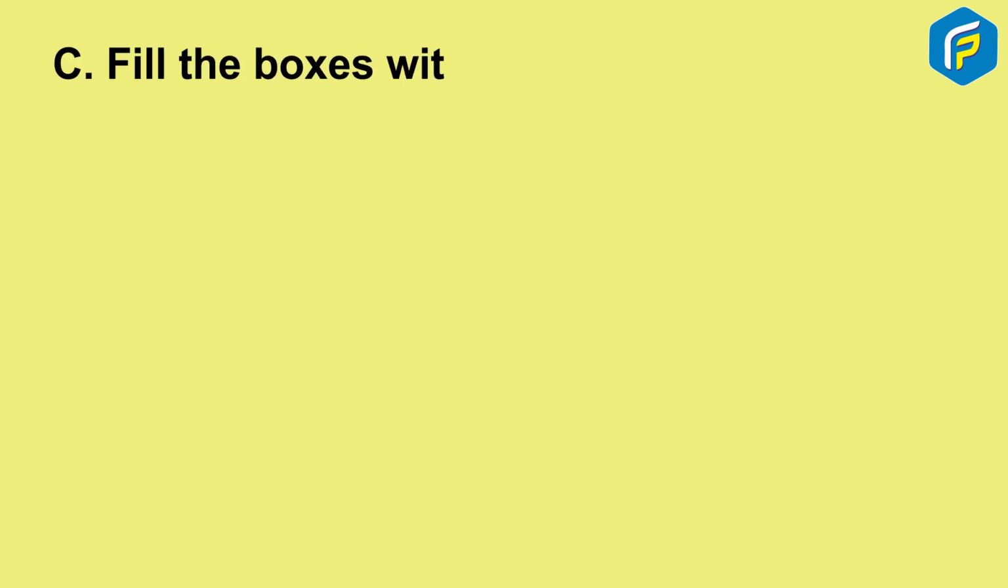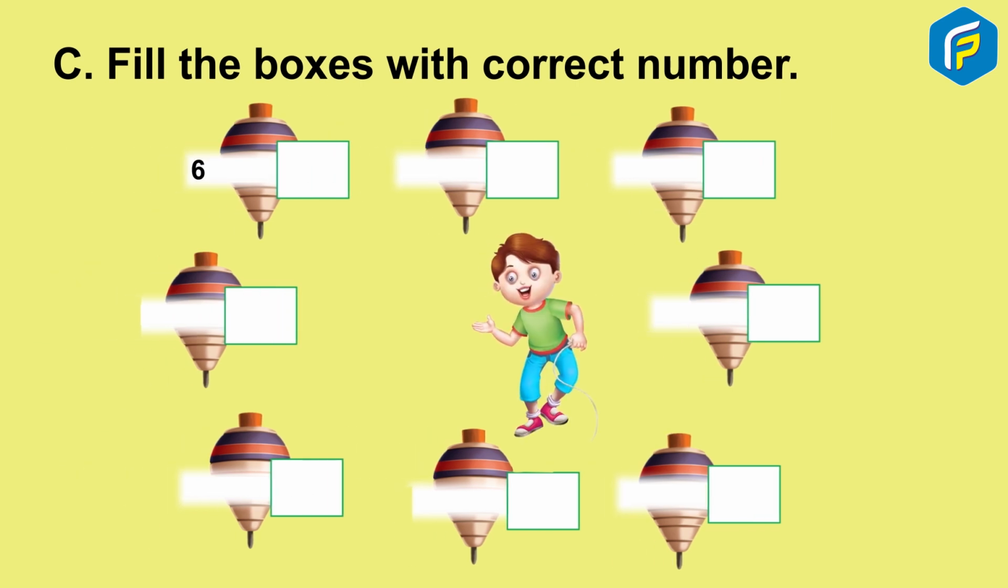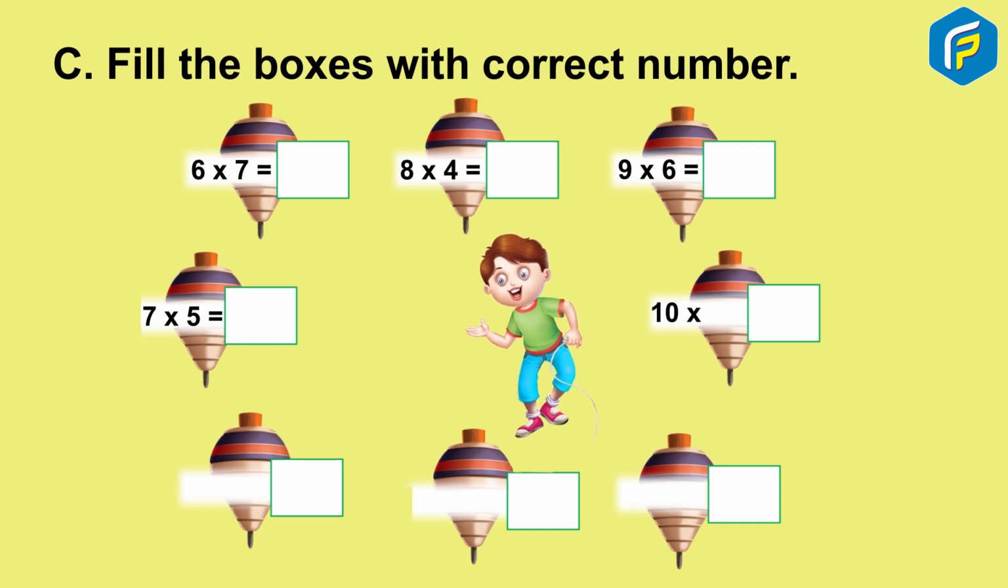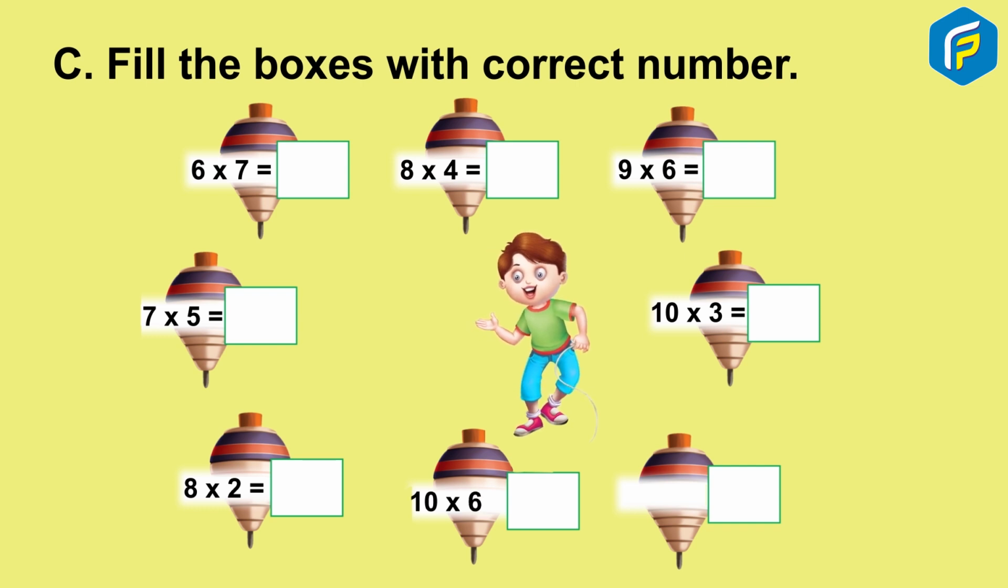C. Fill the boxes with correct number. 6 into 7 is equals to, 8 into 4 is equals to, 9 into 6 is equals to, 7 into 5 is equals to, 10 into 3 is equals to, 8 into 2 is equals to, 10 into 6 is equals to, 9 into 8 is equals to.